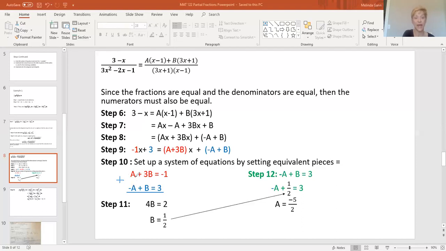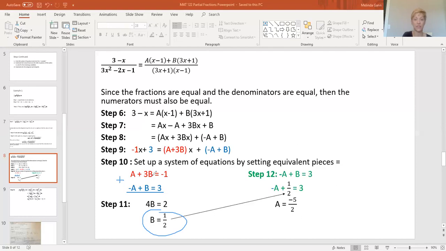So a plus a negative a goes out and leaves me 3b plus b is 4b. And then, of course, negative 1 plus 3 is 2. So step 11 says to solve this system for a variable. Well, if 4b is 2, then b's got to be a half. So I've got my answer for b. I already know what to put in for b. How do I get a?